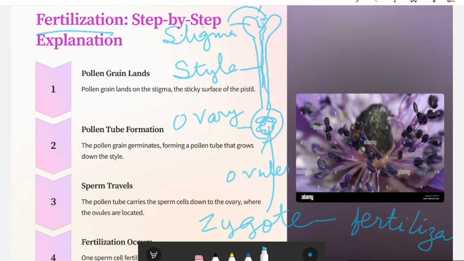So let's study one by one. First, the pollen grain lands on the stigma, the sticky surface of the pistil. Then pollen tube formation: the pollen grains germinate, and the tubes grow into the style. This is the style, the outer part of the female part. It is tube-like, and the pollen forms a tube inside it and travels through it.